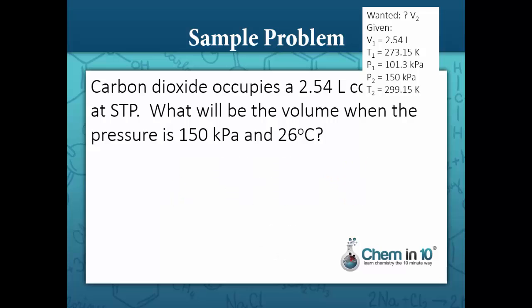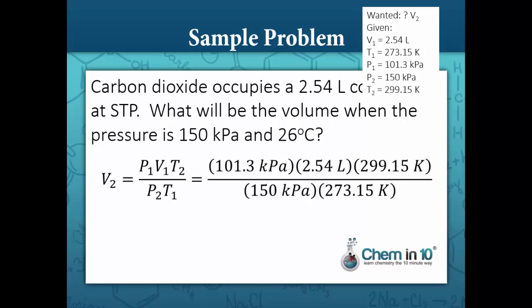Plugging in our values, P1 is equal to 101.3 kilopascal, V1 is equal to 2.54 liters, and T2 is equal to 299.15 Kelvin, all over P2, which is 150 kilopascals, and T1, 273.15 Kelvin. All the units cancel out except for volume, and we're left with 1.9 liters.